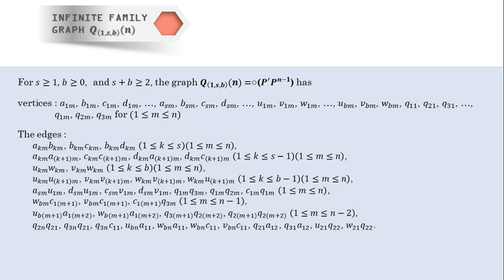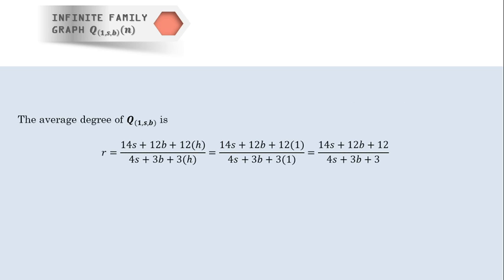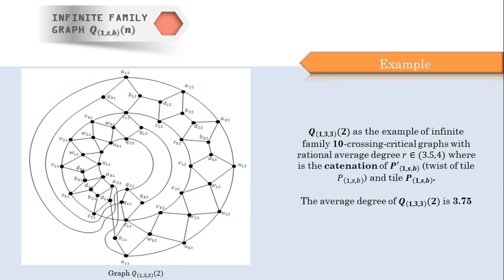Thus, for S more than or equal to 1, B more than or equal to 0, and S plus B more than or equal to 2, the graph Q1SBN has vertices as follows and edges as follows. And the average degree of Q1SB is formulated by this equation, which can be seen in the slide. This is a figure of graph Q1332 as an example of an infinite family of 10 crossing critical graphs with rational average degree R element of 3.5 until 4.